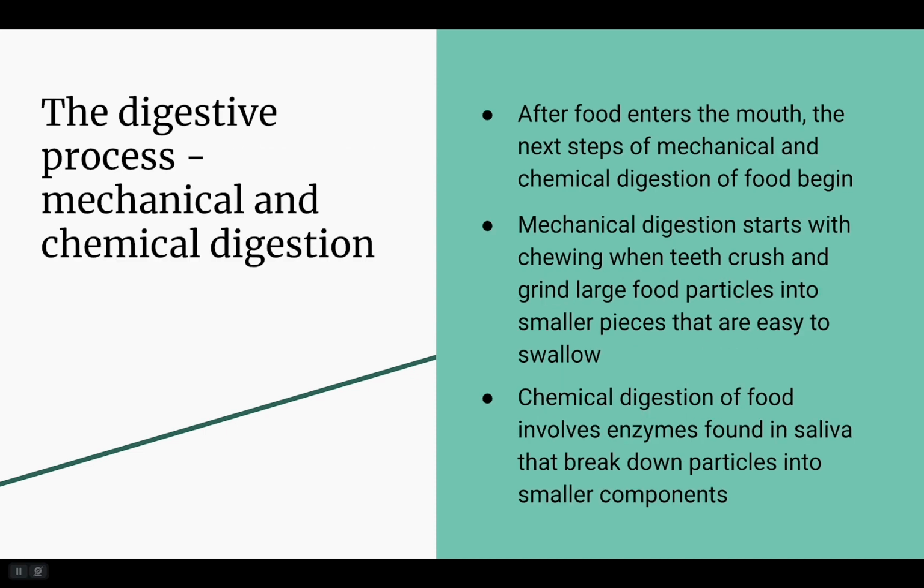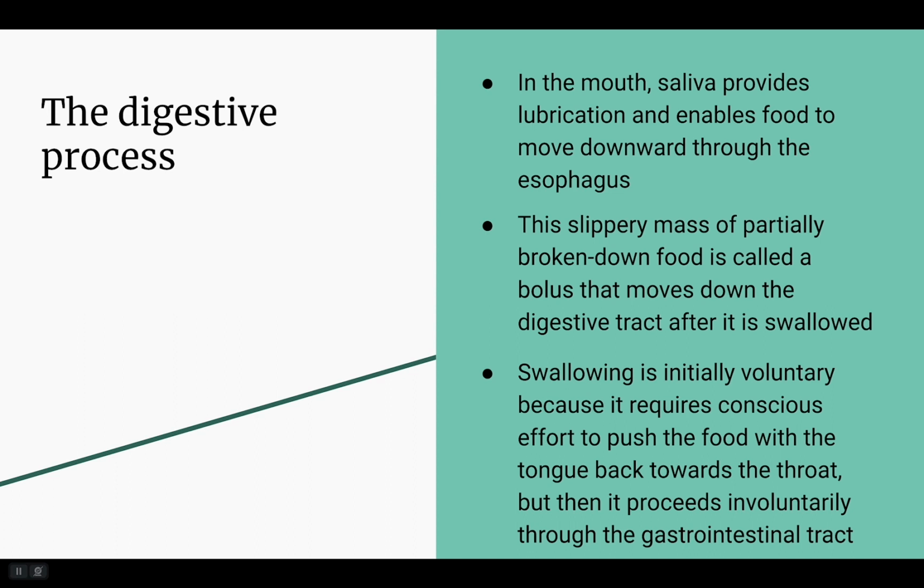After food enters the mouth, the next steps of mechanical and chemical digestion of food begin. Mechanical digestion starts with chewing, when teeth crush and grind large food particles into smaller pieces that are easy to swallow. Chemical digestion of food involves enzymes found in saliva that break down particles into smaller components. In the mouth, saliva provides lubrication and enables food to move downward through the esophagus, a muscular tube that goes from the mouth to the stomach.